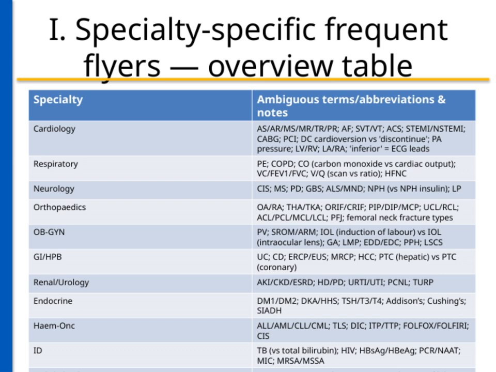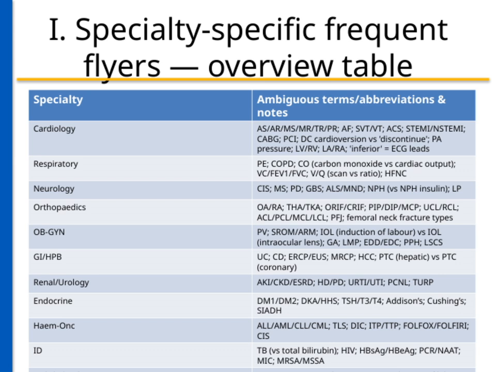In neurology, CIS is clinically isolated syndrome, MS is multiple sclerosis, and PD is Parkinson's disease. GBS stands for Guillain-Barré syndrome, ALS or MND is amyotrophic lateral sclerosis or motor neuron disease. NPH refers to normal pressure hydrocephalus, which is different from NPH insulin, so context matters. LP is lumbar puncture.